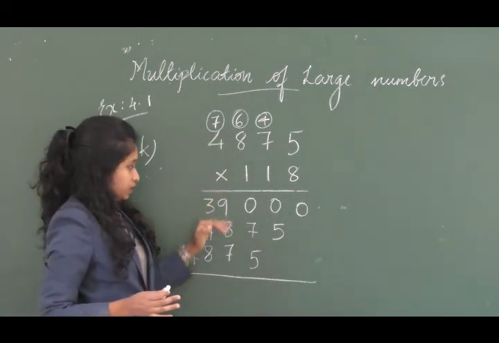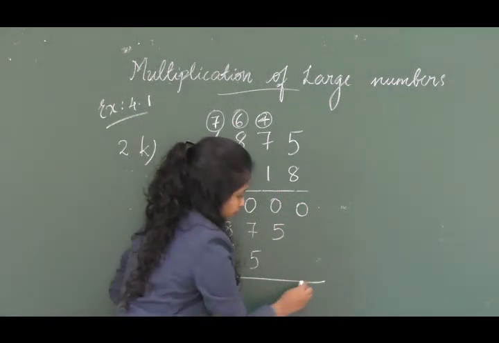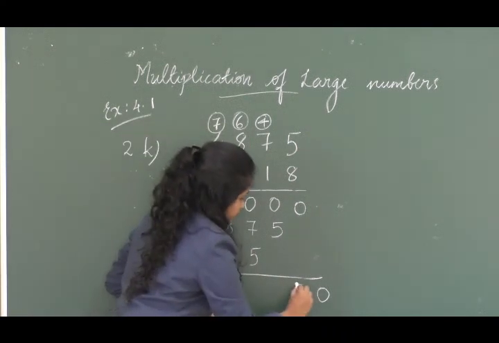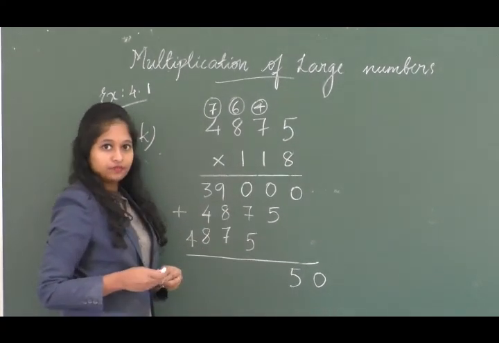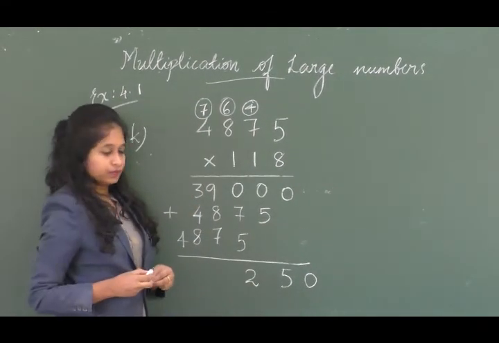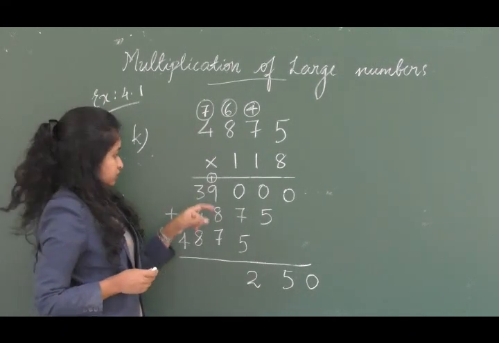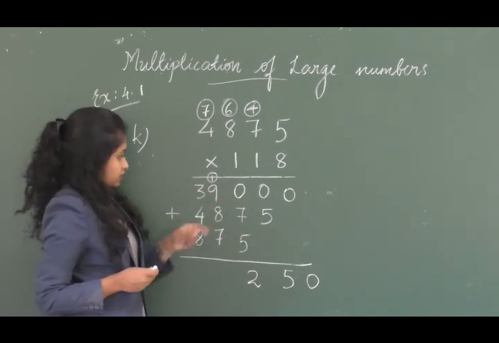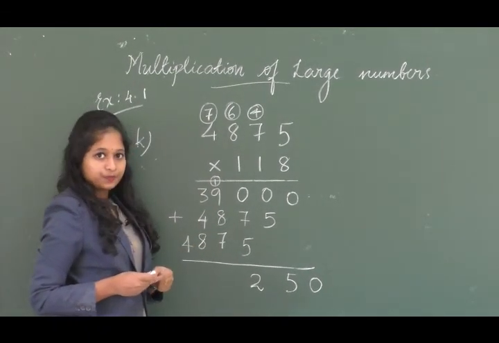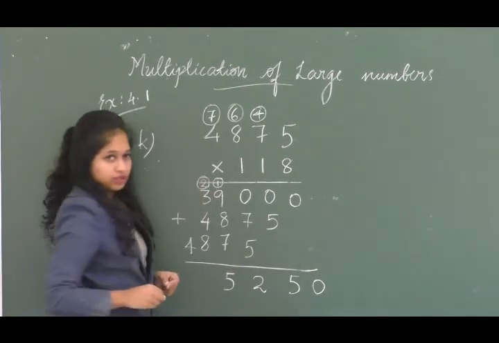Now we have to add all this. We get 0, place the 0 here. 0 plus 5 is 5. Now what is 7 plus 5? It is 12. Write 2 here and 1 as carry. Now 9 plus 1 is 10. 10 plus 8 is 18. 18 plus 7 is 25. Write 5 here and 2 here.